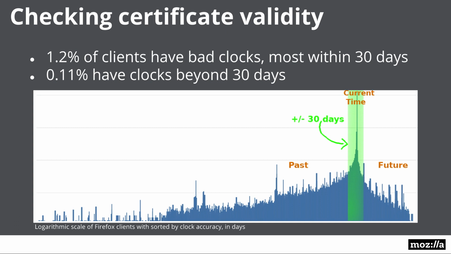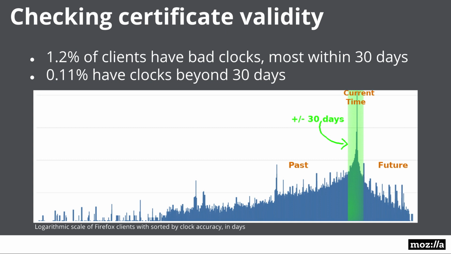So this graph, by the way, uses a logarithmic scale, so be careful how you read it. But the spike on the right side of the graph in the green box indicates users that are at the current time, that are up to date. And that's the majority of our users. That's really 98.8% of our users. And then inside of that green box, we have about 1% of our users that have clocks that are within 30 days of current time. They could be in the past or in the future. They don't have accurate clocks, but they're not too far out.